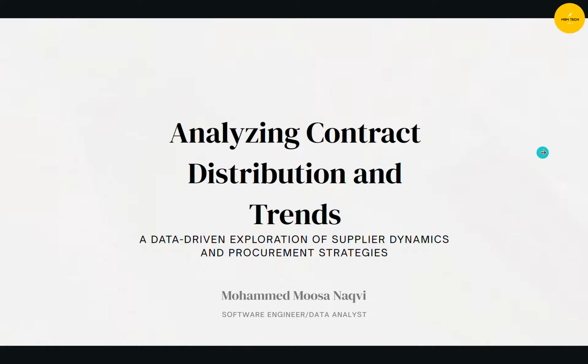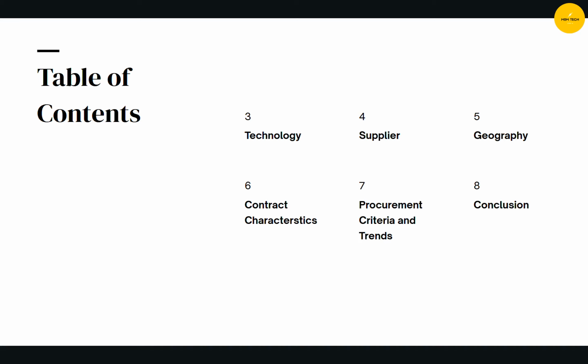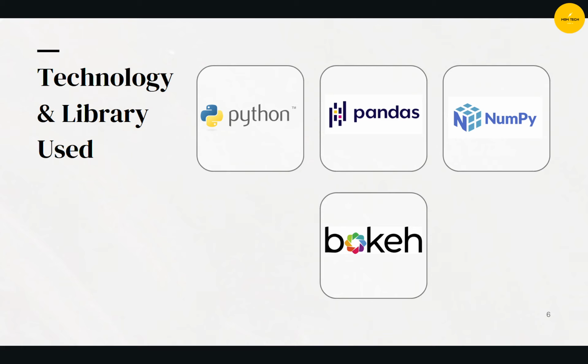Coming to my next slide, let's understand the table of contents, or take a quick glance. We are going to discuss the technology, and the dataset that I worked on. We are going to look at the supplier demographics, the contract characteristics, and procurement criteria and trends. So these are the things that we are going to look into.